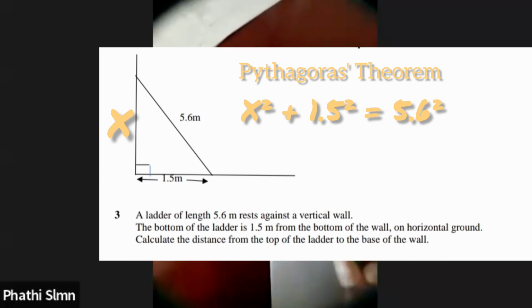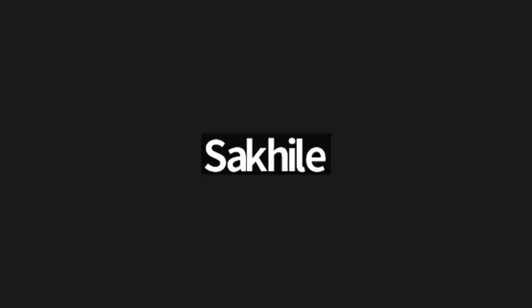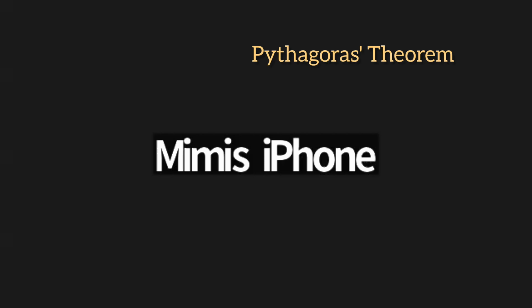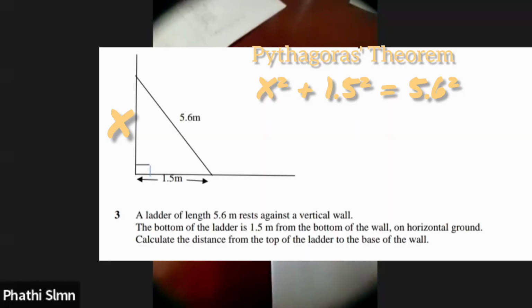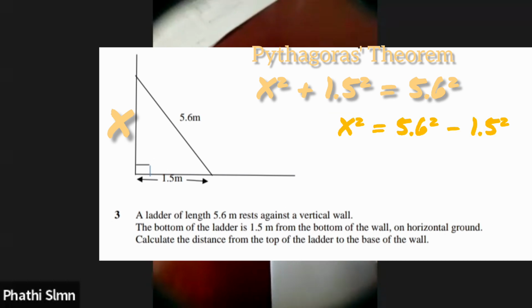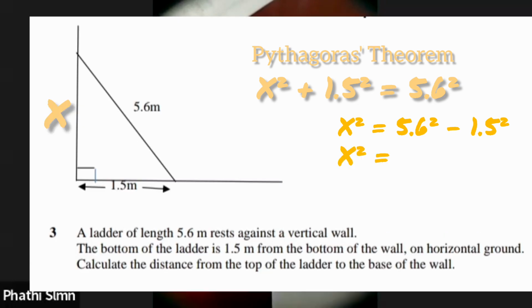So now how are we going to solve this? We're going to solve for x. So this x, let's take this other side. We collect our like terms. So it would be 5.6 squared minus 1.5 squared. And then what is x squared equal to? What is 5.6 squared minus 1.5 squared?